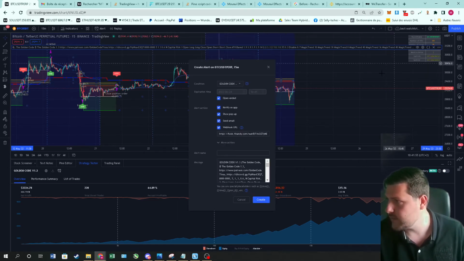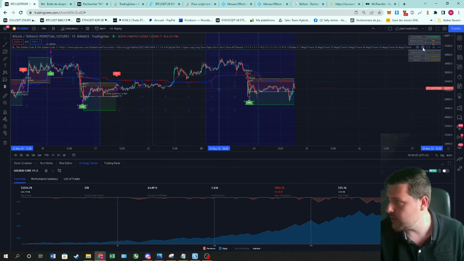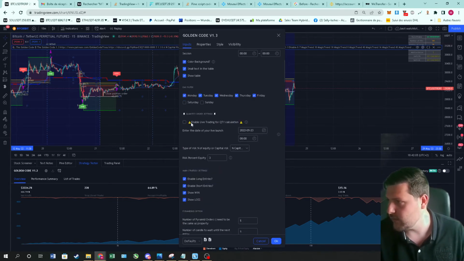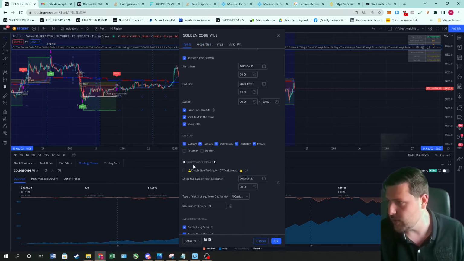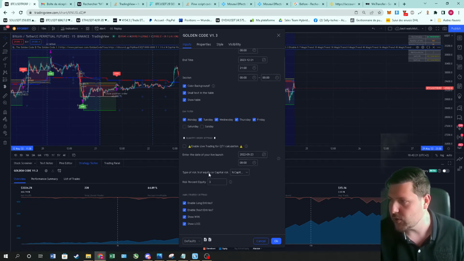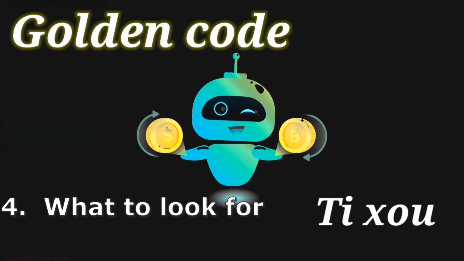build an alert, and copy and paste the message with the link of the hook, and that will make the alert. Don't forget, before doing that, to activate live trading for quantity when you set your initial capital. And with the initial capital set and live trading on, you can start from your initial capital and calculate your risk management all the way to the trade, to risk only 3% of your account.